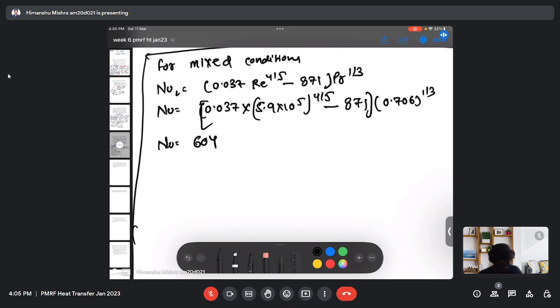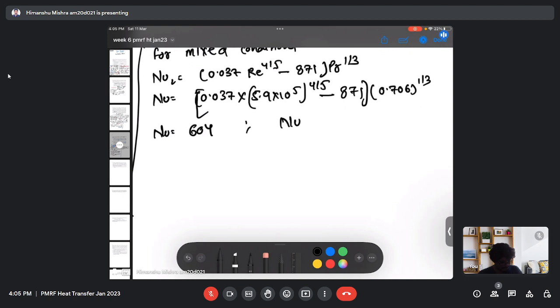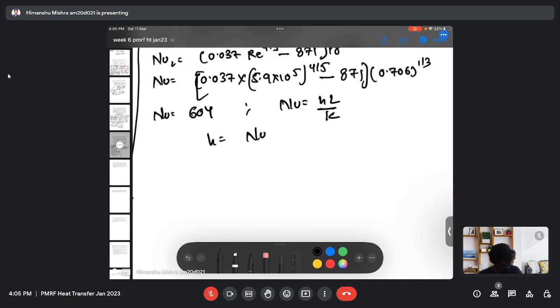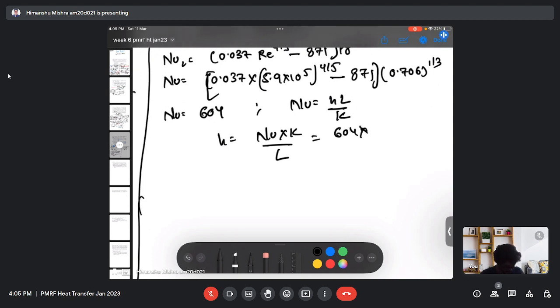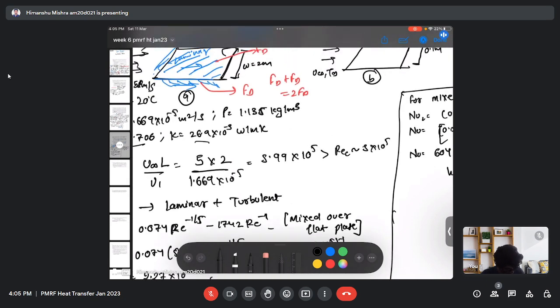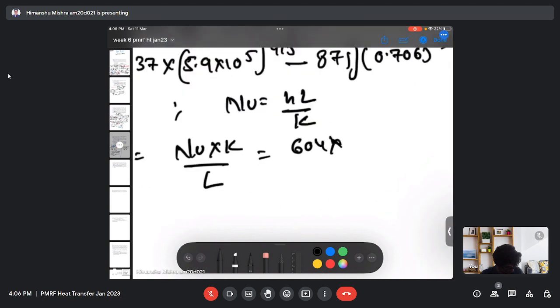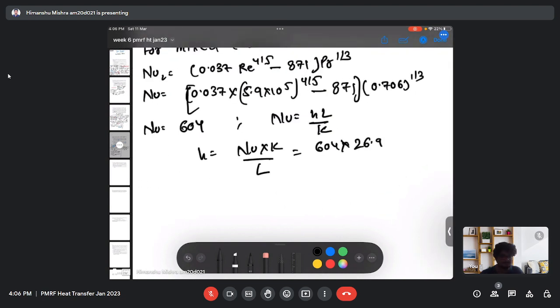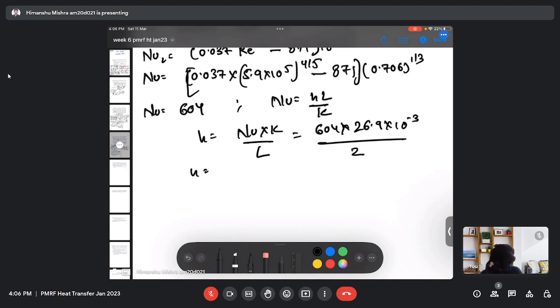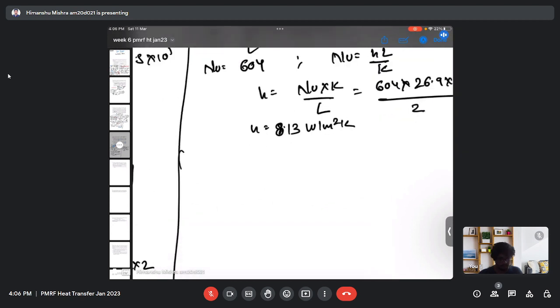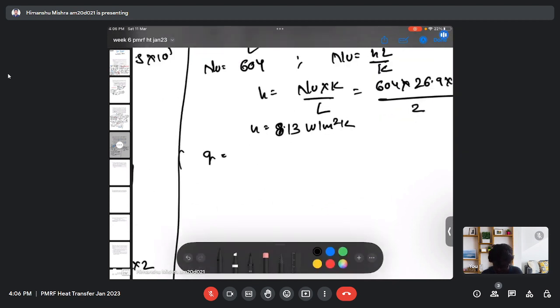So my Nusselt number will be 604. To find the heat transfer coefficient, I just need to put the values here. My thermal conductivity of air was 26.9 × 10^-3, and my average heat transfer coefficient is 8.13 watt per meter square Kelvin. So now I can easily find my heat transfer.